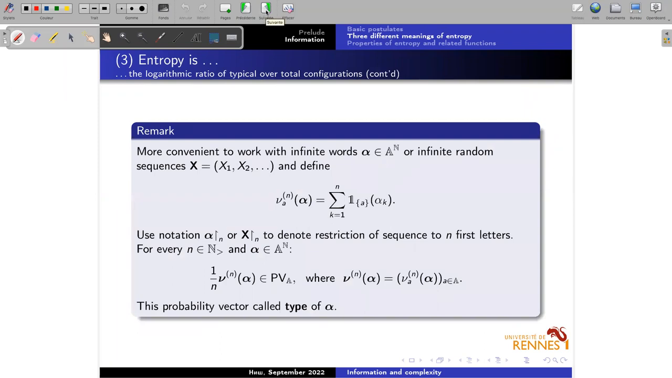Now, again, some notation. Because I have to take limits, it's more convenient to work with infinite words. That means alpha in the set A to the power N, that means infinite sequences of letters, and infinite random sequences, that means x1, x2, etc. And the way to consider finite words is just to index up to n and sum up to n. So here I have an infinite sequence and I'm counting how many times the letter A appears in the n first letters of the sequence, nothing else. And I'm using the notation restriction to the n letters of alpha and restriction to the n letters of x to denote the restriction of the sequence to the n first letters.